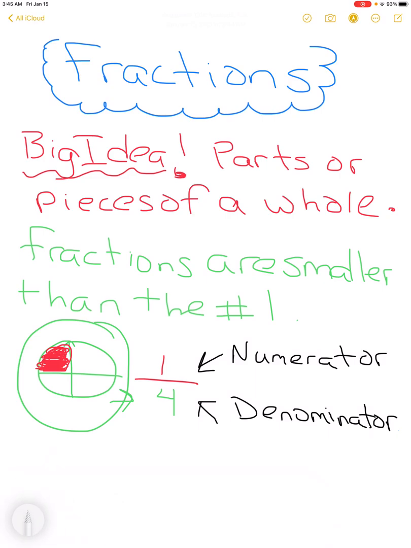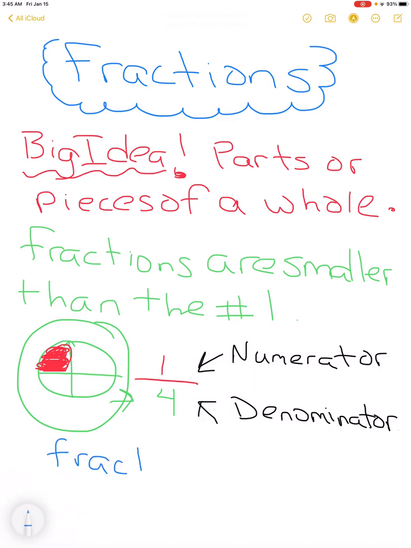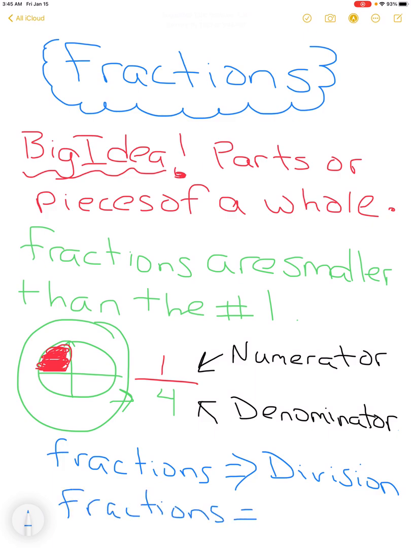So I want you to start looking at fractions as division. I'll write it down. And we're also going to learn about fractions being considered decimals, because decimals are a piece of a whole.